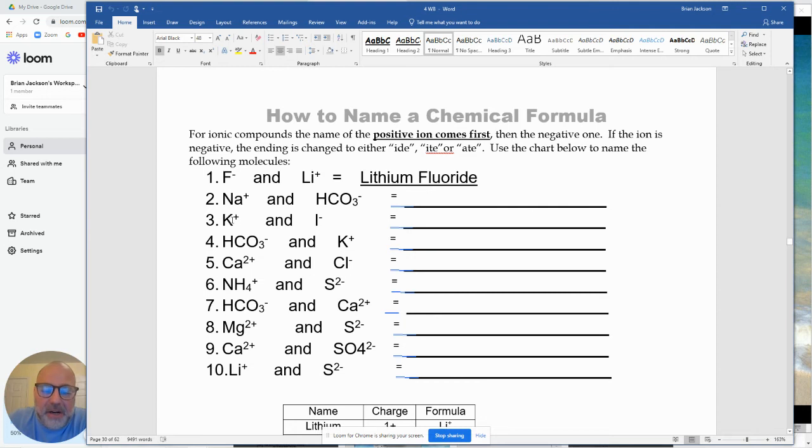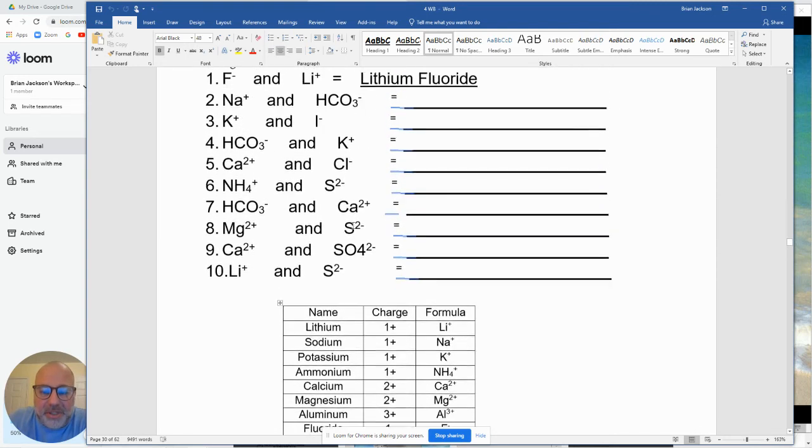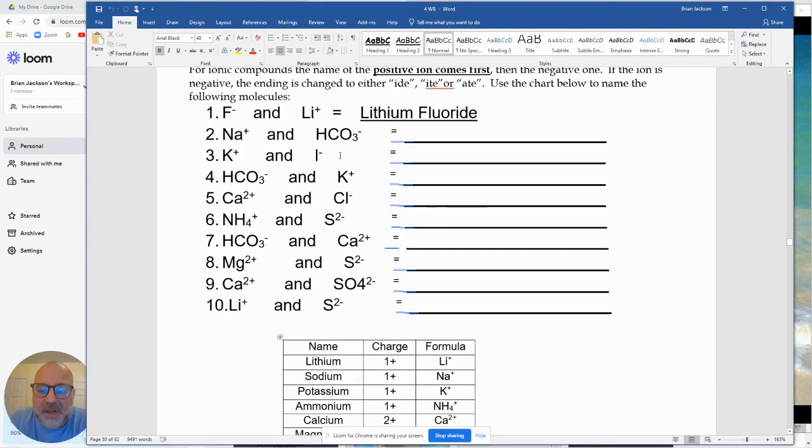Then for the next one right here, number 3, well, the K is positive, so potassium is going to go first. And then all that it is just the I with the little negative symbol beside it. So we find it down here, it tells you the answer, iodide, right? So it's going to be, right here, potassium and then iodide, right?